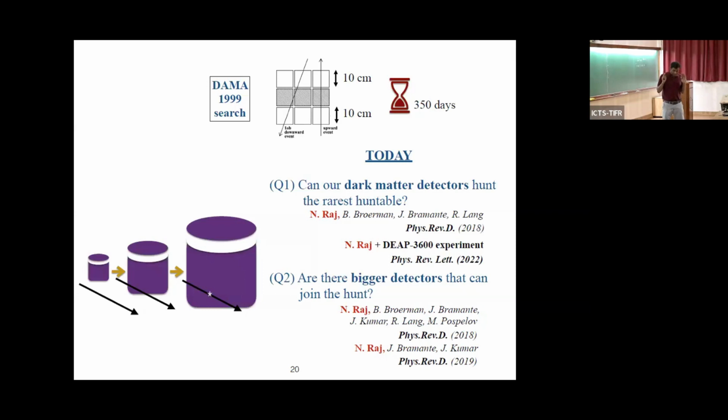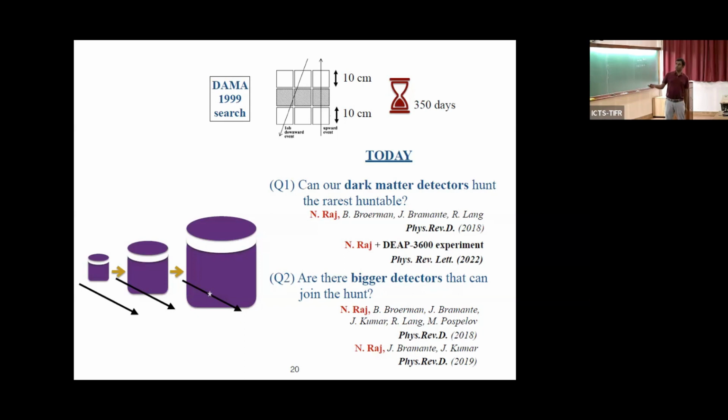Now, the relevant question for this talk is, back in 1999 DAMA used, as I said, a sodium iodide crystal about 10 centimeters in linear dimension, and they waited about a year to look for candidate events, right? But we know that today dark matter detectors have gotten much bigger. They're a meter in linear dimension, and they typically wait longer also, right?